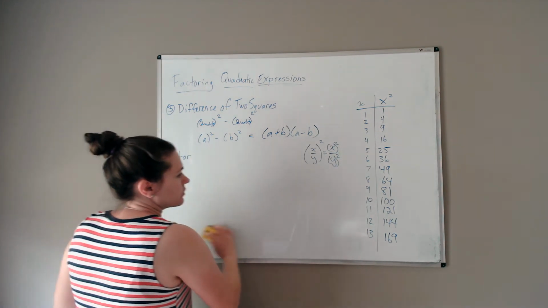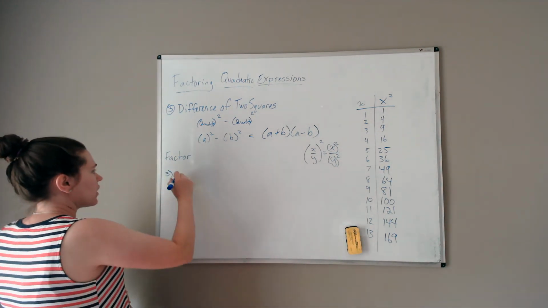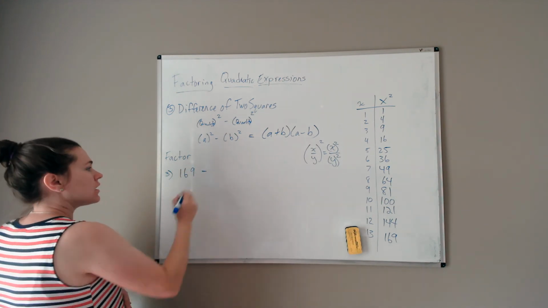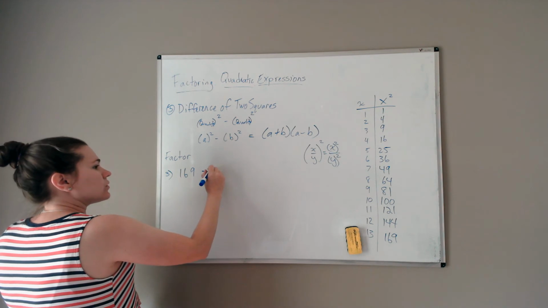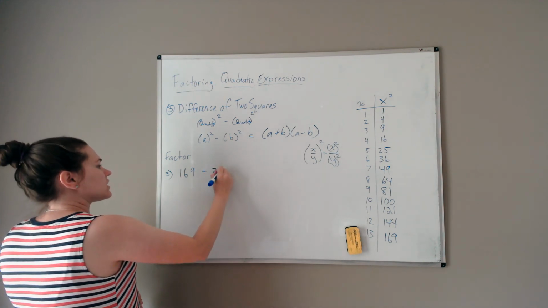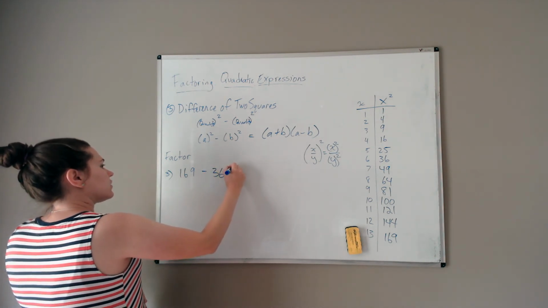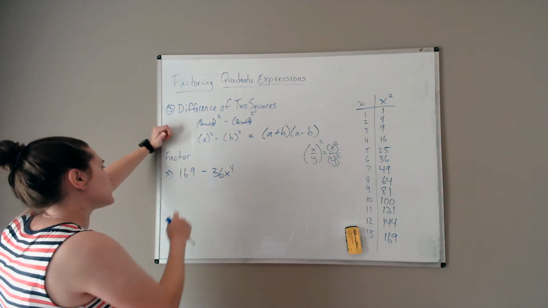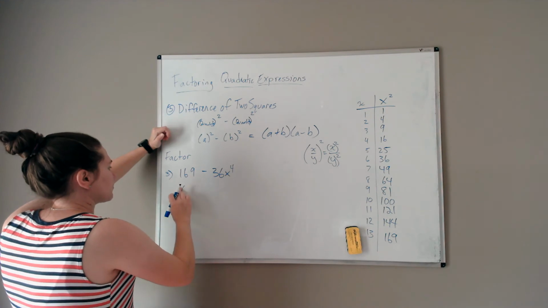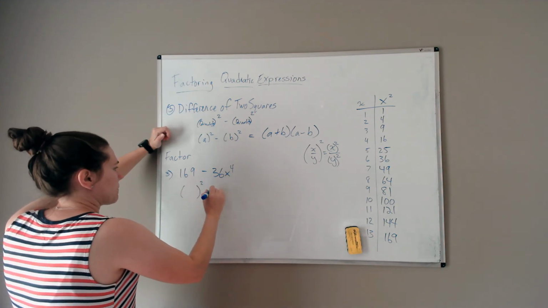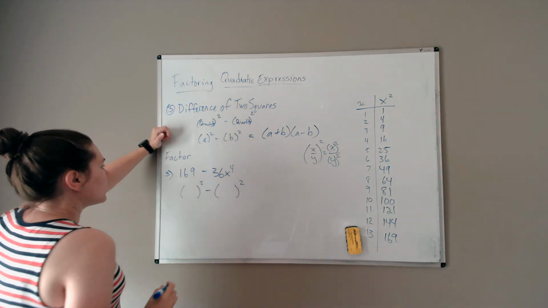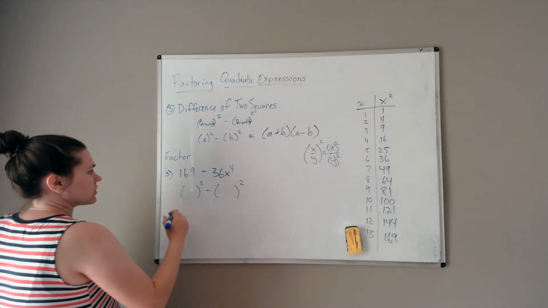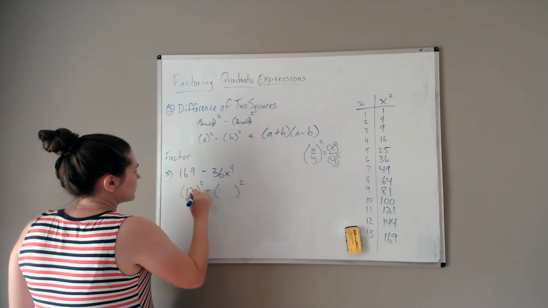And the last one we will do, let's do 169 minus 36x to the 4th power. Okay, so we see that it's a minus. So let's see if this fits the difference of 2 squares factoring pattern. 169, can you take that and write that as something squared? Yes, we can. That's going to be 13 squared.